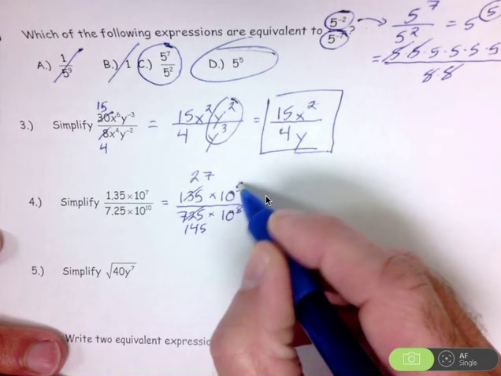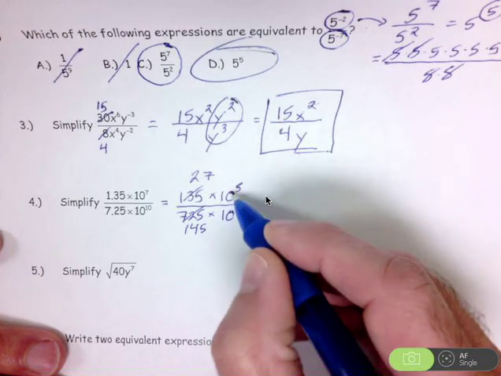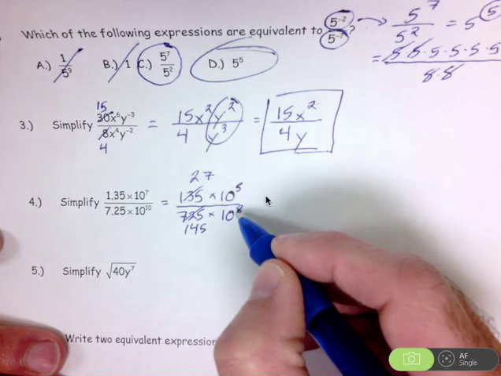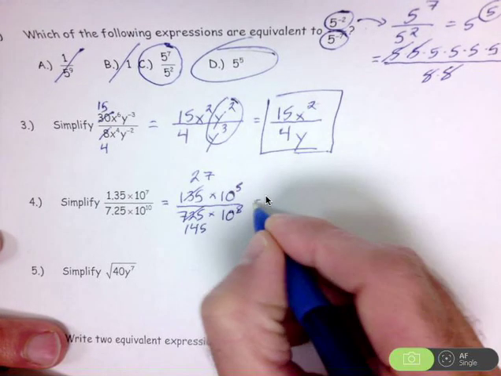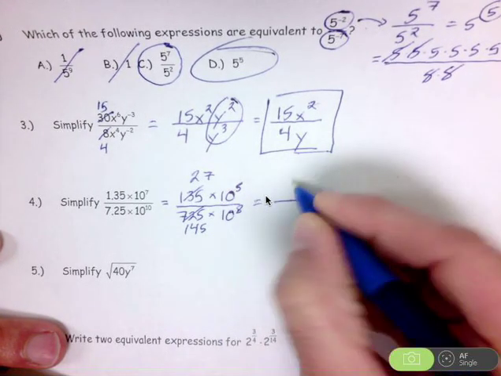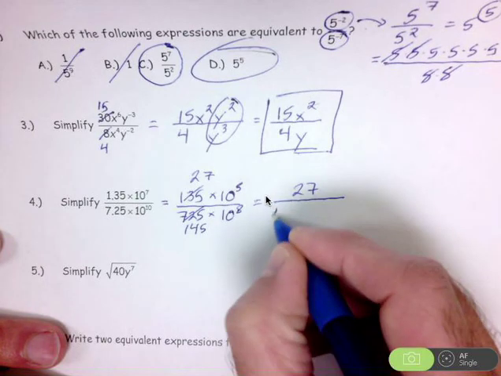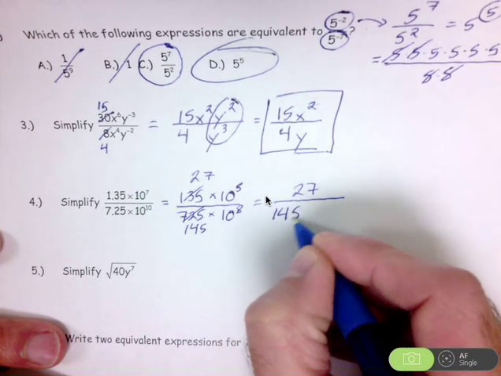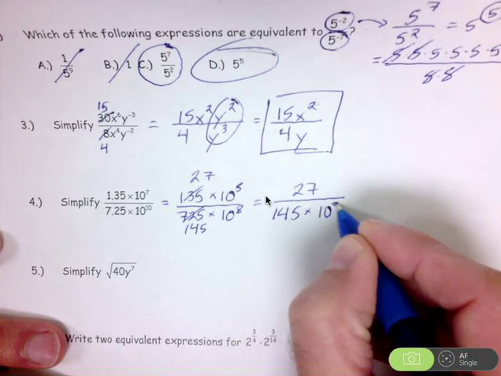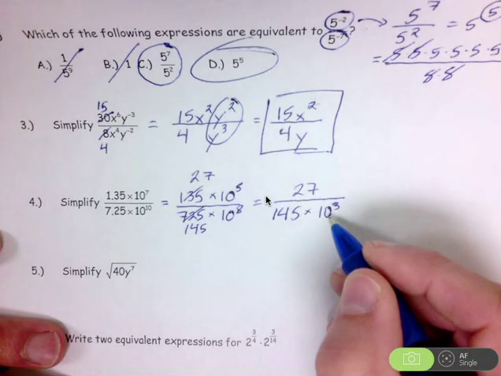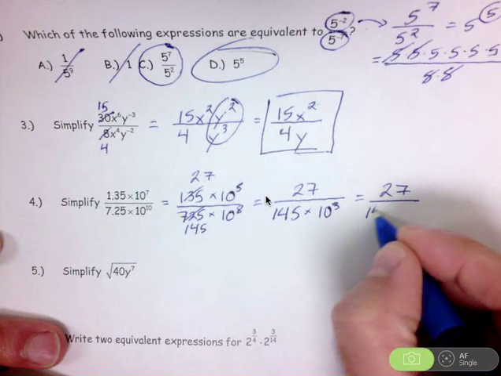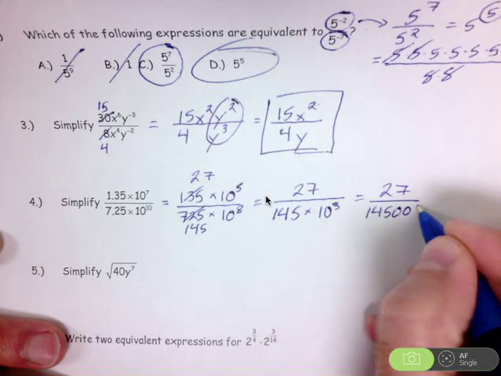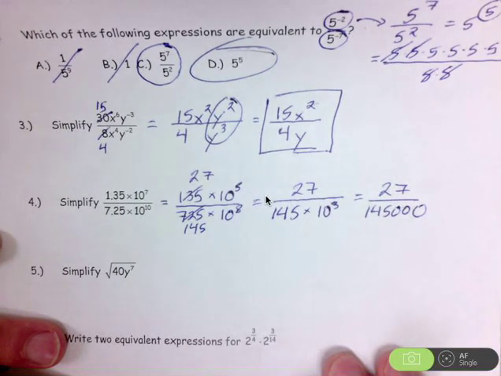I have 10 to the 5th and 10 to the 8th. Well, if I take the 8 minus 5, that leaves me with 10 cubed. So I've got 10 times 10 times 10 still in the denominator. So in the numerator, I'm just going to have the 27, and in the denominator, I'm going to have the 145 times the 10 cubed. But 10 cubed is just 1,000, so I could write this as 27 over 145,000.